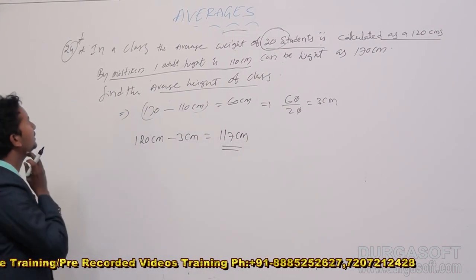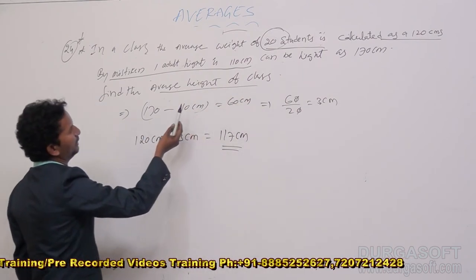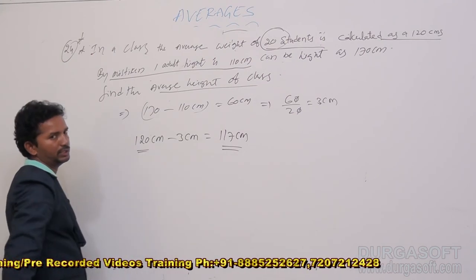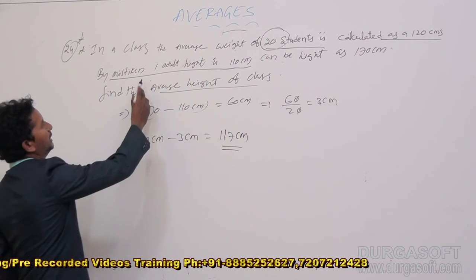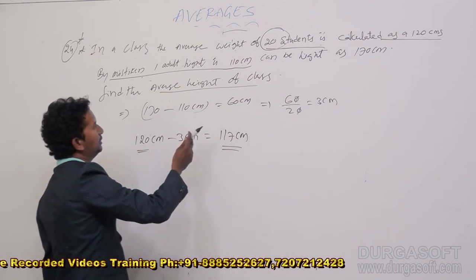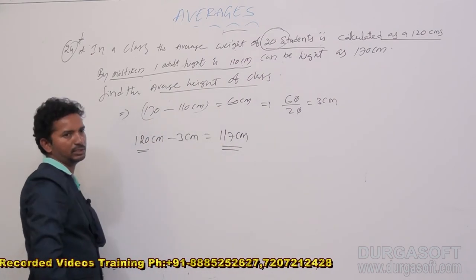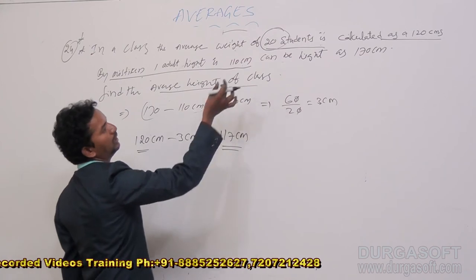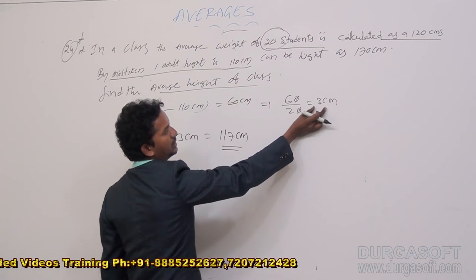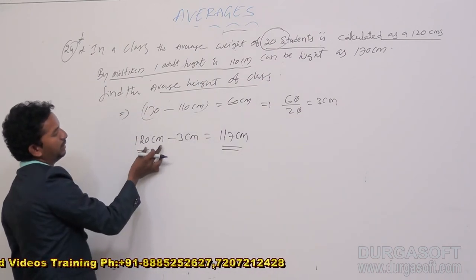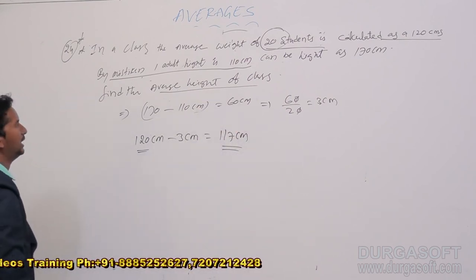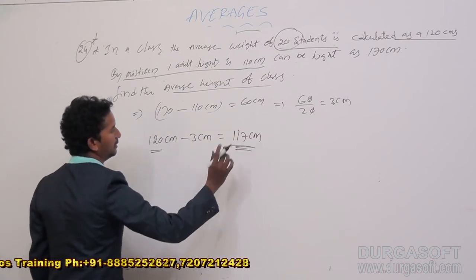Once again, in a class the average of 20 students is calculated as 120 centimeters, but one student's height of 110 centimeters was mistaken as 170. So the difference is 60 centimeters. Divided among the 20 students, the error is 3 centimeters. 120 minus 3 gives 117 centimeters. The average height of the class is 117 centimeters.